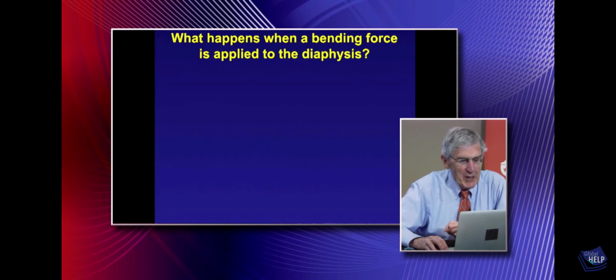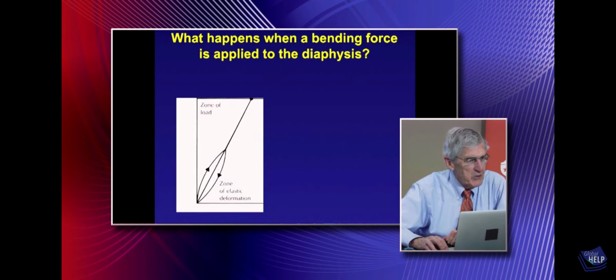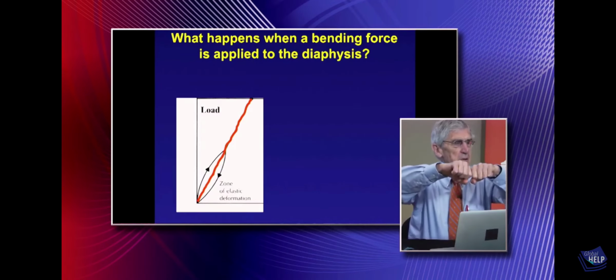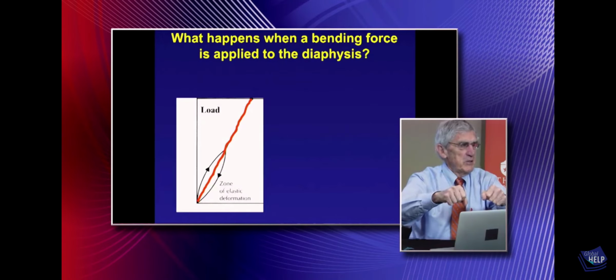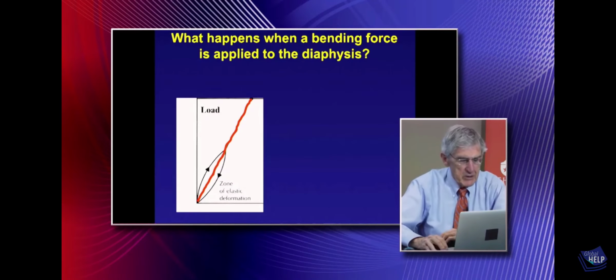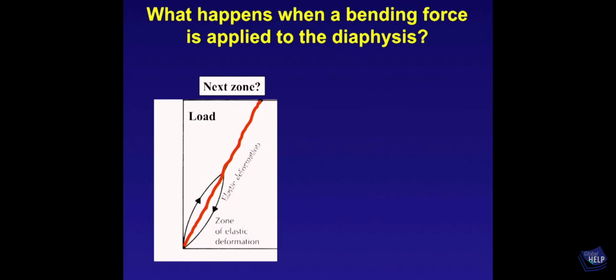All right, so what happens when a bending force is applied to the diaphysis? Well, the first thing that happens, you have the zone of elastic deformation. And what happens if you bend that bone and it's just elastic deformation? It goes back. That's right, exactly right. So, in the next zone, what happens? It won't come back. Why is that? Because you have altered the internal structure. That's right. So it begins to fatigue. The internal structure is fatiguing.